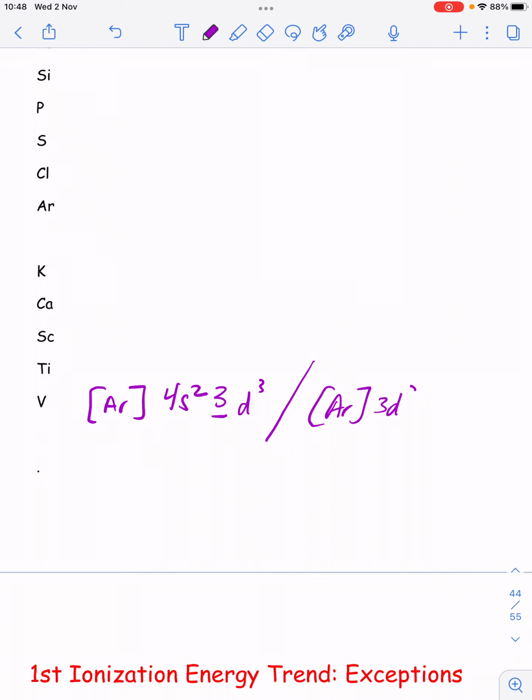You can write the d electrons first and then the s electrons. I find that confusing because I'd rather write from left to right in the order that they fill, but both will be presented to you and both are acceptable.